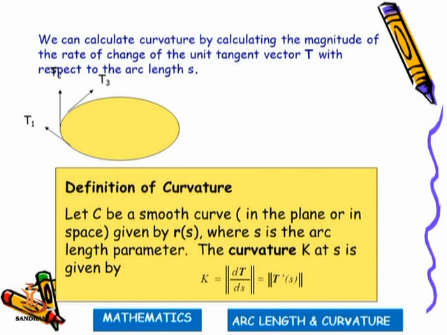So the definition of the curvature is: let C be a smooth curve in the plane or in space given by r of s, where s is the arc length parameter. Then the curvature k at s is given by the norm of dT by ds. So you can say T dash of s.